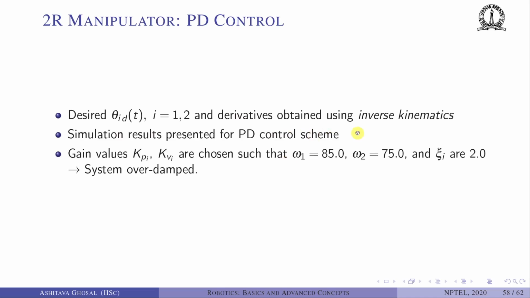Okay, so we obtain the desired theta d using inverse kinematics, and then we perform simulations for the PD control scheme. The gain values kp_i and kv_i are chosen such that omega 1 and omega 2 are 85 and 75, arbitrarily. These are the two natural frequencies. Remember, for a second order system, we can describe everything by natural frequency and damping. And psi is chosen as 2.0. We basically want overdamped. We don't want oscillations as it goes to the top.